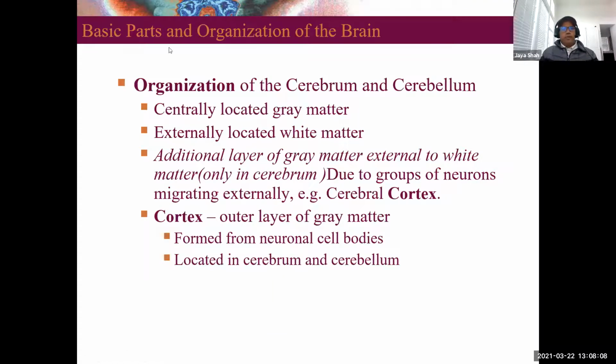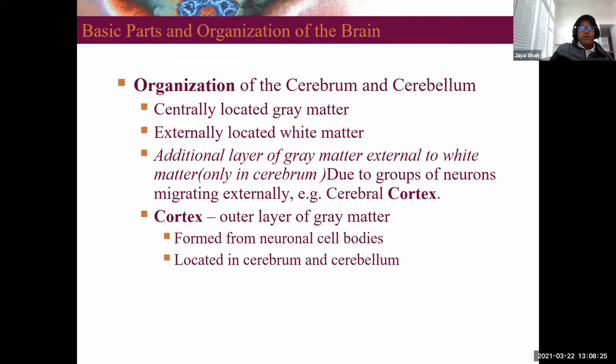So the basic structure of the brain, organization of the cerebrum and cerebellum. So let's compare the cerebrum, cerebellum, and the spinal cord. Last time we did the spinal cord.